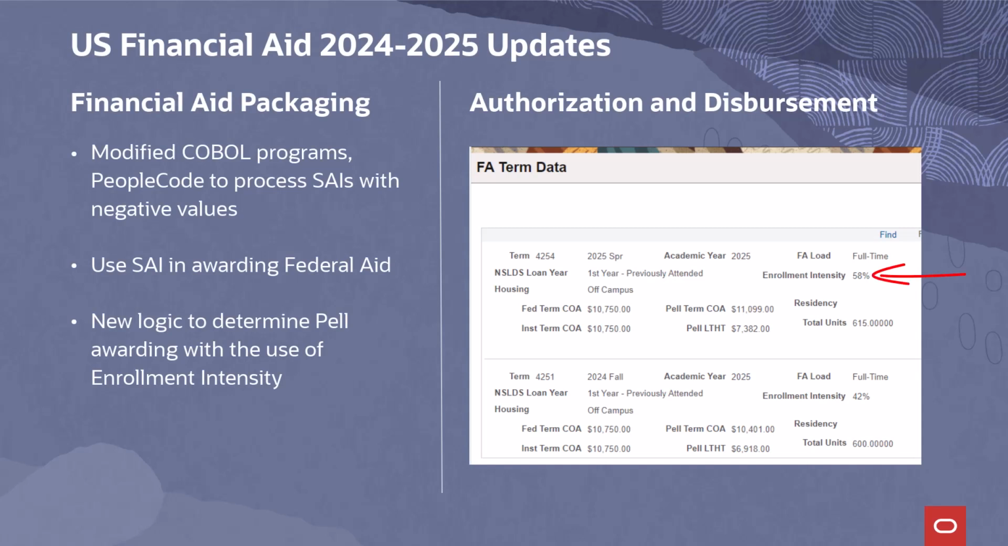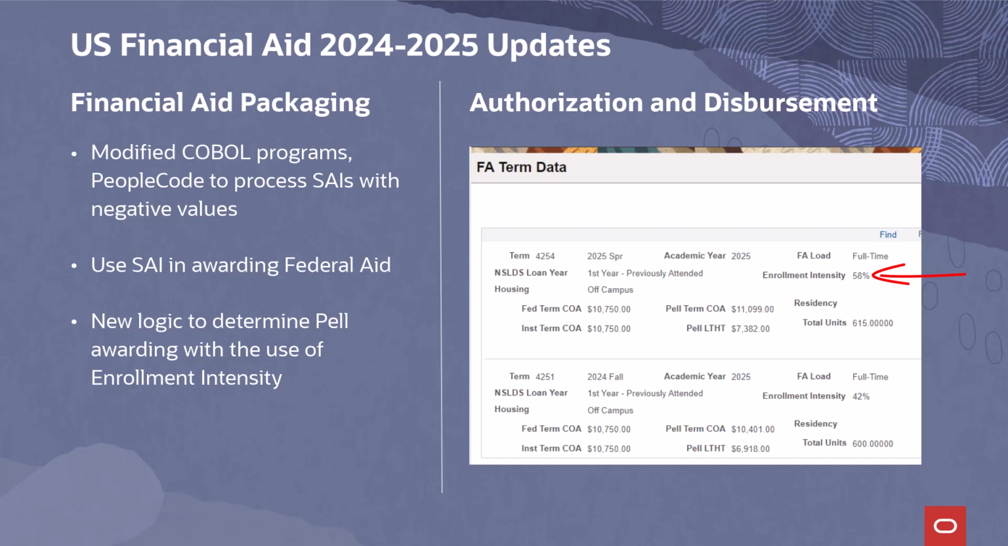COBOL programs, PeopleCode, and pages were modified to ensure that financial aid packaging modes can process SAIs with negative values and to use the SAI in awarding federal aid starting from aid year 2025. There is also new logic to determine Pell awarding with the use of enrollment intensity, along with the discontinuation of Pell schedules being published by Federal Student Aid and changes to year-round Pell.